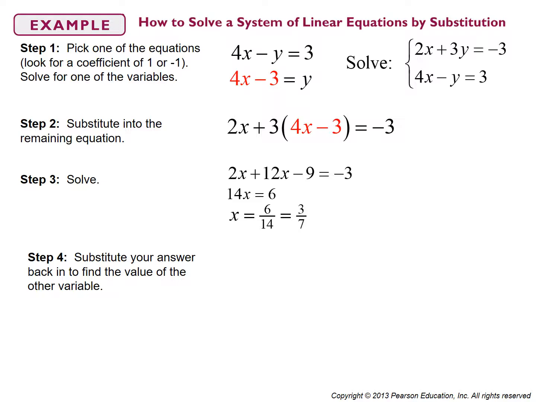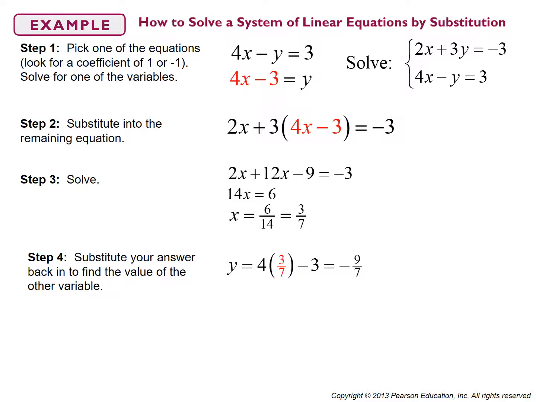So now what we need to do is substitute this answer back in to find the value of the other variable, which in this case would be the y. And what you can do is just come back to this original where we resolved the equation for one of the variables. We know that y is 4x minus 3, and we now have a value for x. So that means y is 4 times 3/7 minus 3, and that simplifies to be -9/7.